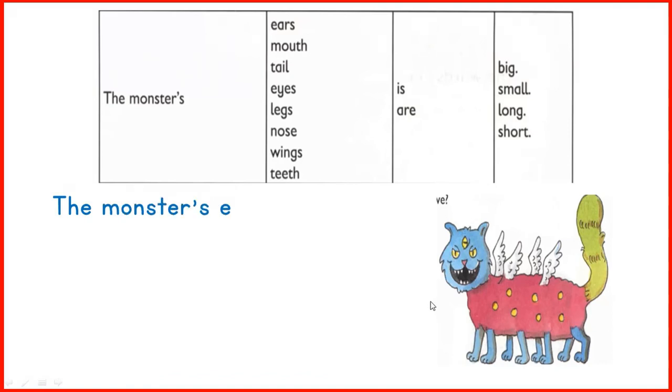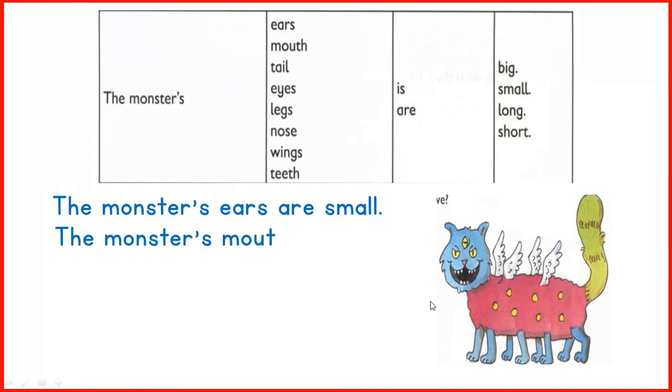You write like this. The monster's ears are small. Now the monster's mouth is big.